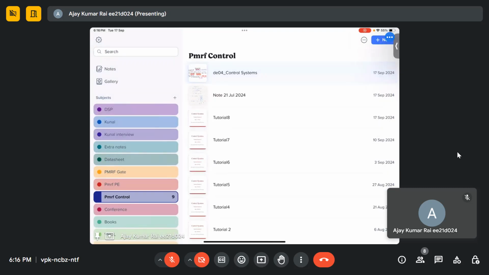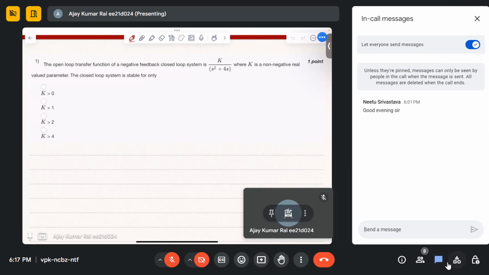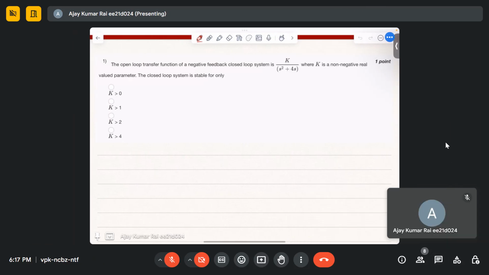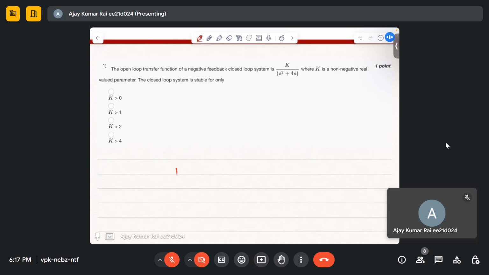Okay, I'll go to the tutorial questions. I'll read the question. The open loop transfer function of a negative feedback closed loop system is this, where k is a non-negative real valued parameter. The closed loop system is stable for only. In this question, it's very simple. You don't even need to find the root locus. What's given is the plant transfer function.